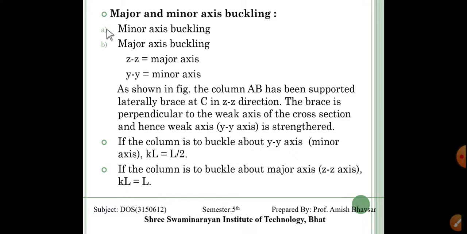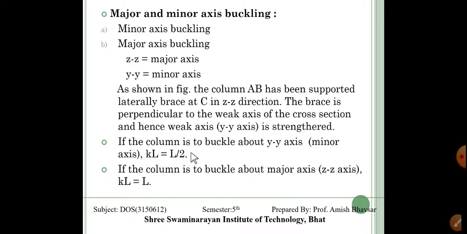So, major and minor axis buckling: major axis buckling and minor axis buckling. ZZ is the major axis, YY is the minor axis. As shown in the figure, the column has been supported laterally, braced in the direction perpendicular to the weak axis of the cross section. Hence, the weak axis Y is the one that matters for us.